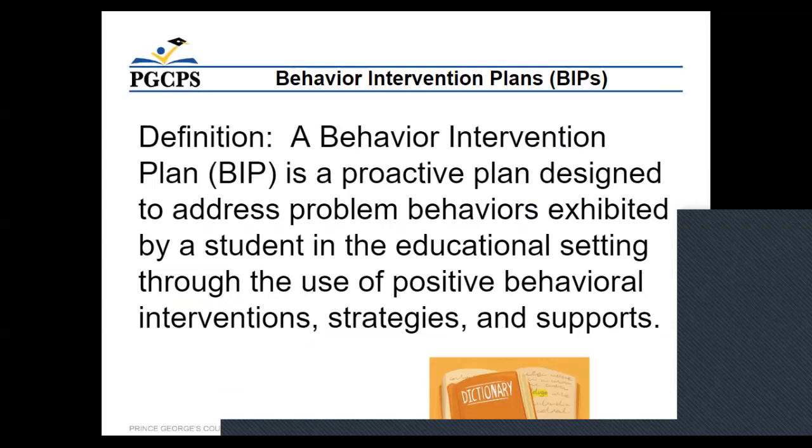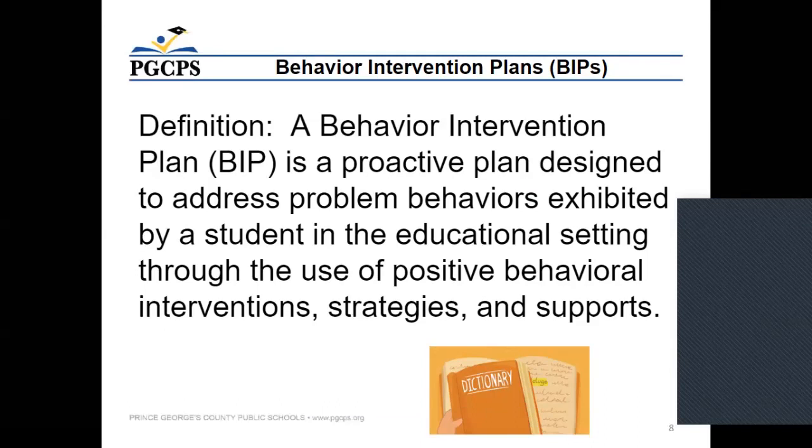So once we figure out what we think the function of the behavior is, then we move on to a behavior intervention plan in most cases. And I say most cases because a functional behavioral assessment may not always lead to a behavior intervention plan. It may be a situation where, going through the process, the whole team realizes that maybe a 1 or 2 strategy fix will help, and they don't need the whole team to be on board.